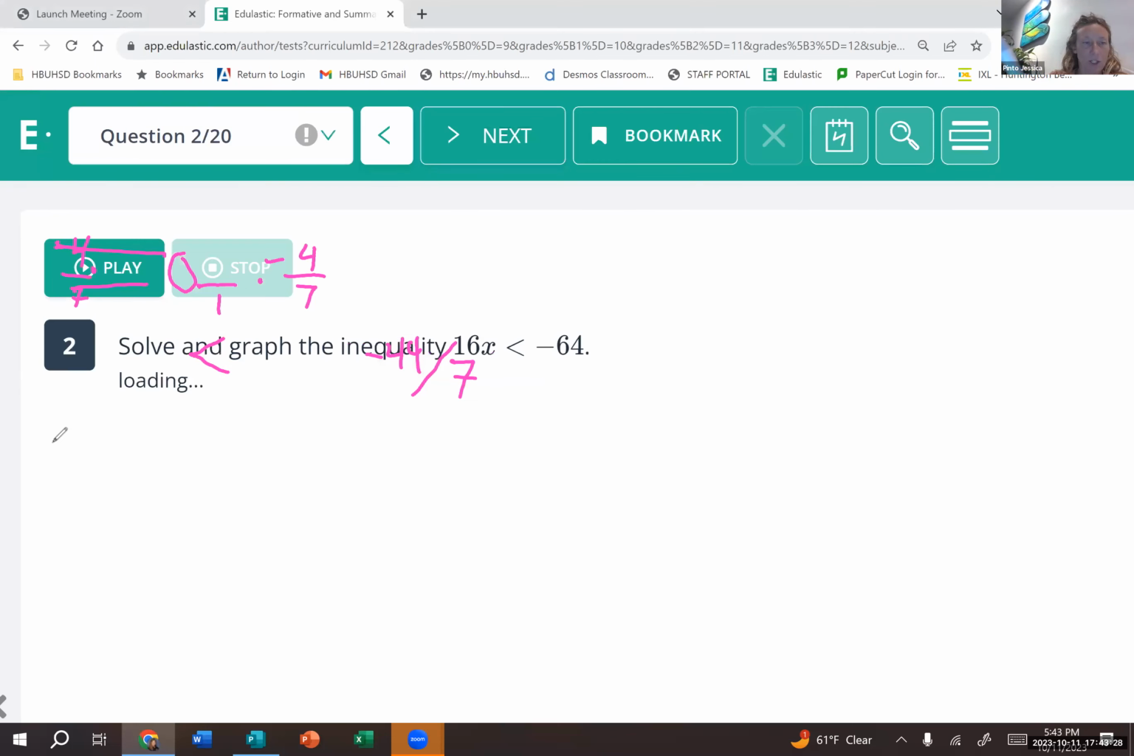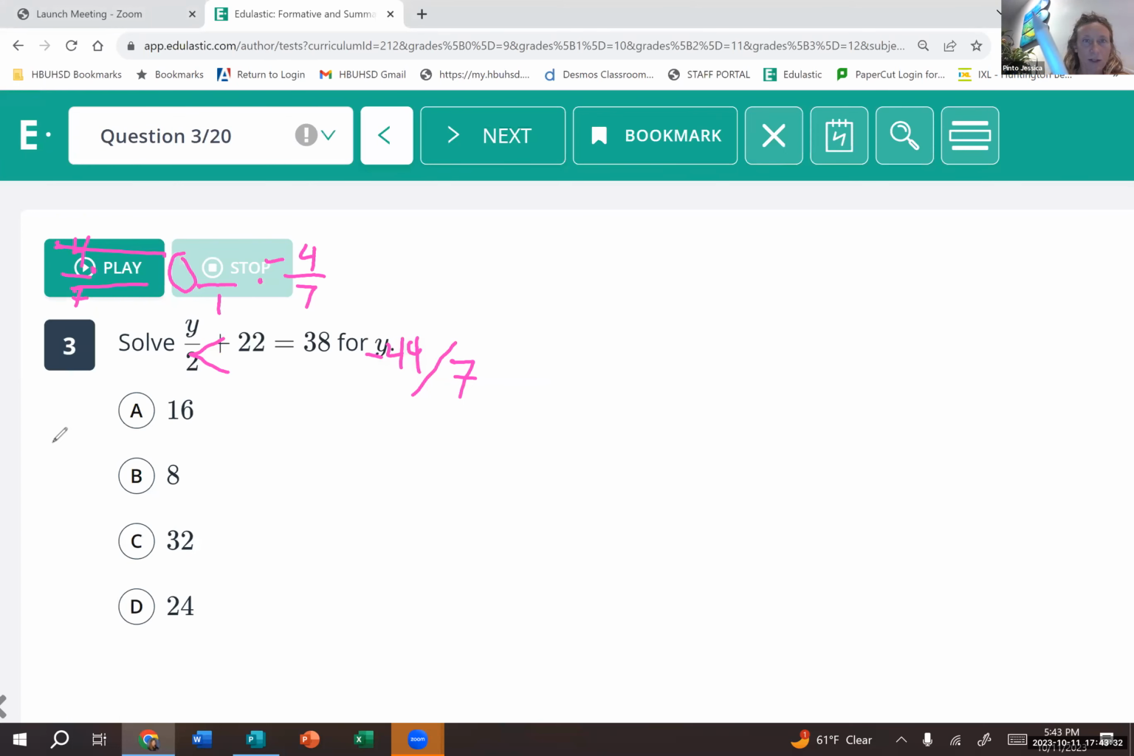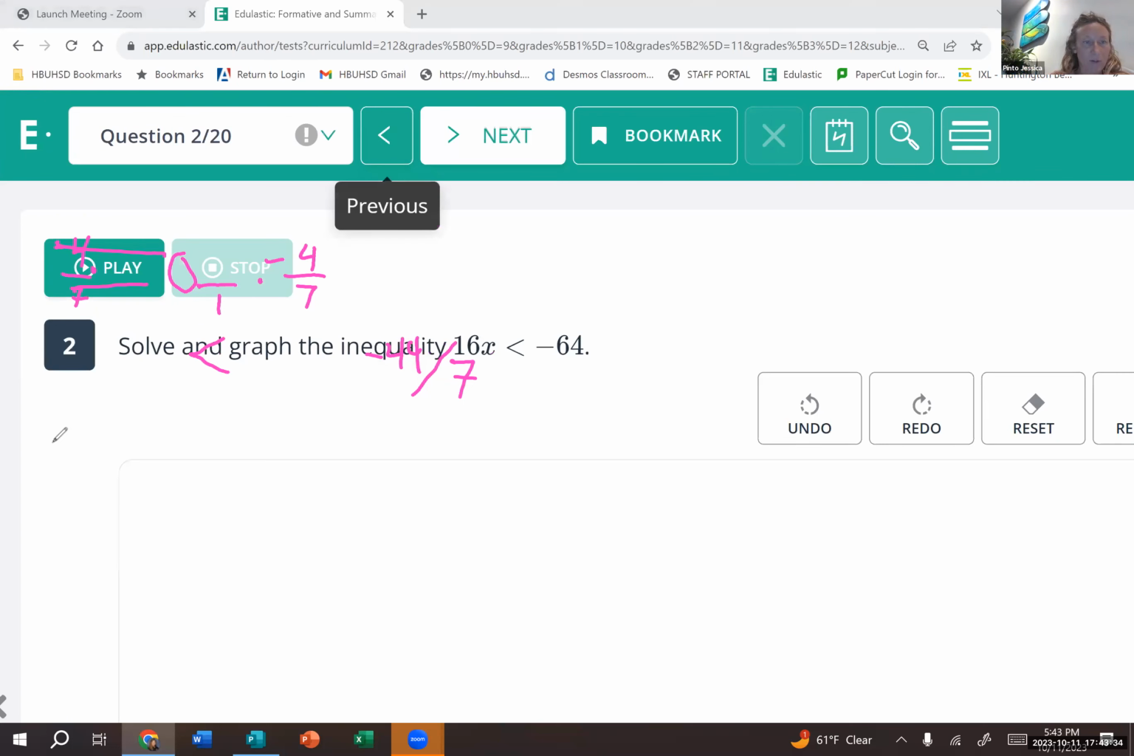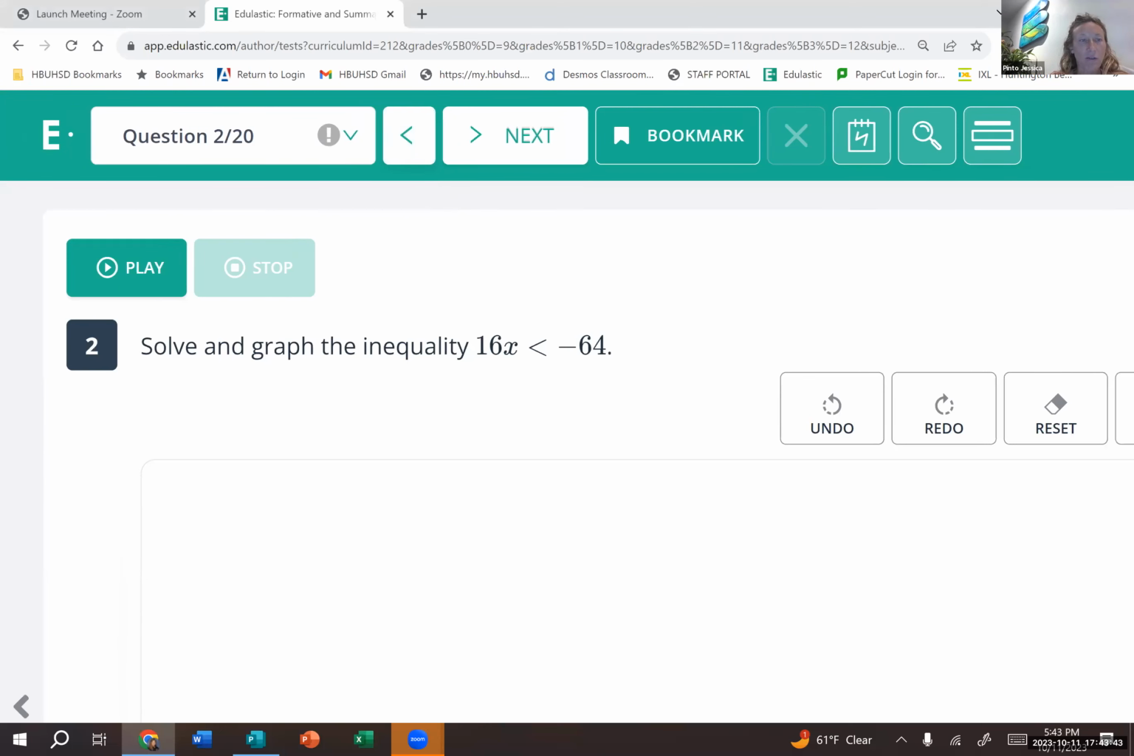Our next question. Oops, I went too many. Our next question is similar. We want to solve and graph this inequality. So since it's just a 16x, we're just going to divide both sides by 16. We're not dividing by a negative this time. So we're going to get x stays the same.